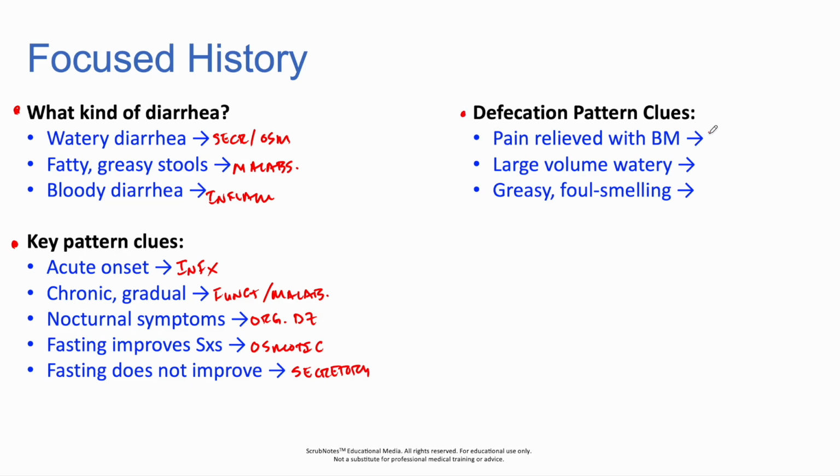And then next I want to ask about defecation pattern clues. So if their pain is relieved with a bowel movement, that's more likely IBS. If there are large volume watery stools, it's maybe more secretory. And again, greasy, foul-smelling is more likely malabsorptive.